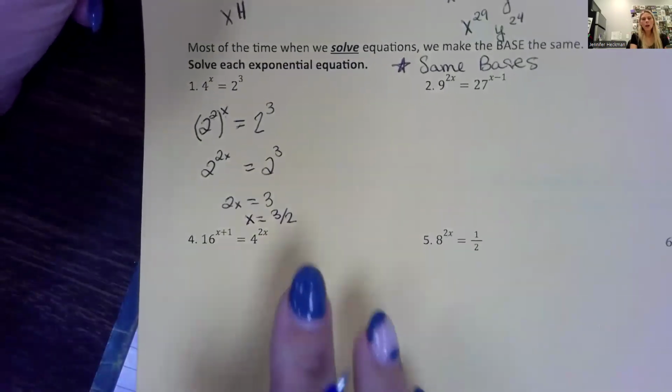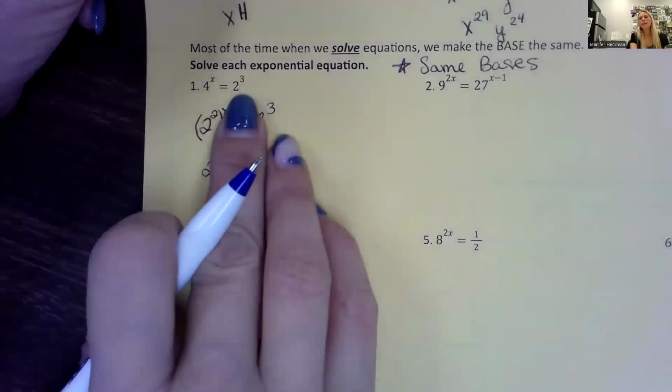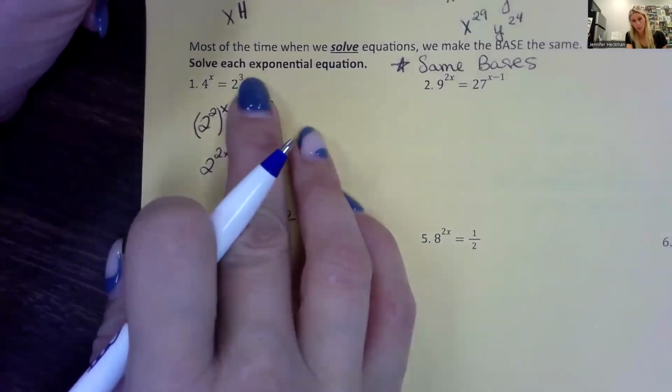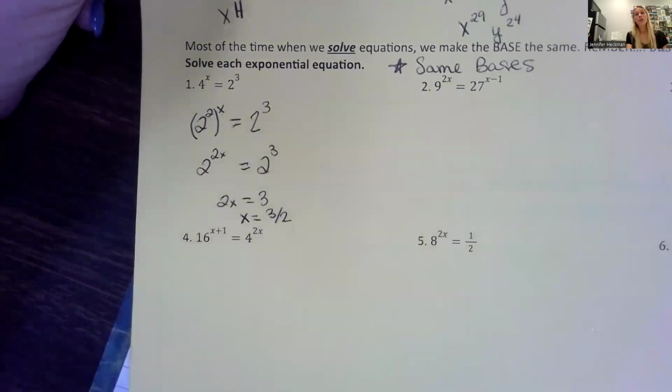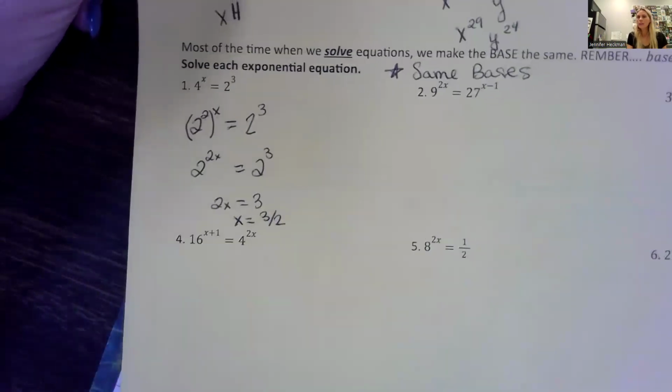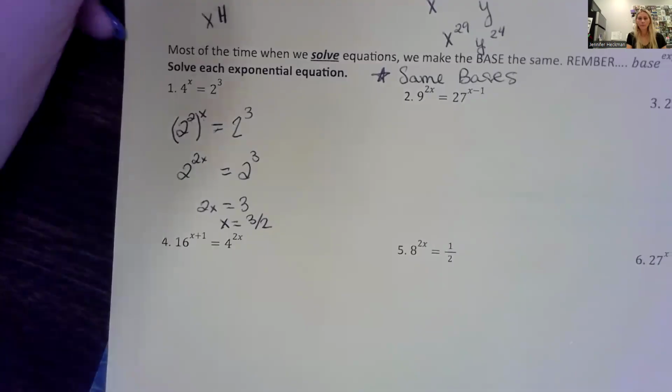Okay, and then you can always check that on the calculator. You could say 2 to the 3rd, which is 8, by the way, and then you can do 4 to the 3/2, and you'll find out that's 8. Okay, so you can always check your answers with solving.